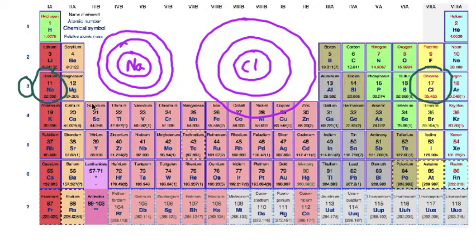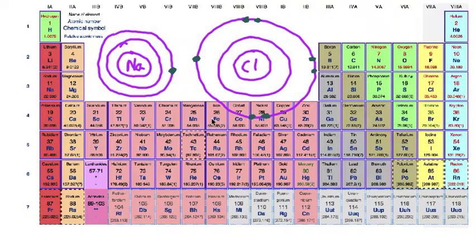Now, all we care about is their outer shell, because that's the one that does the bonding. So, how do we know how many are in the outer shell? Well, that is the column number. For sodium, it's 1A, so we'll just put 1 dot. For chlorine, it's 7A. So we'll put 7 dots, and as usual I pair them up, not that it matters too much. And we'll put that one right there. Okay, so here's sodium and chlorine with the outer shell electrons.